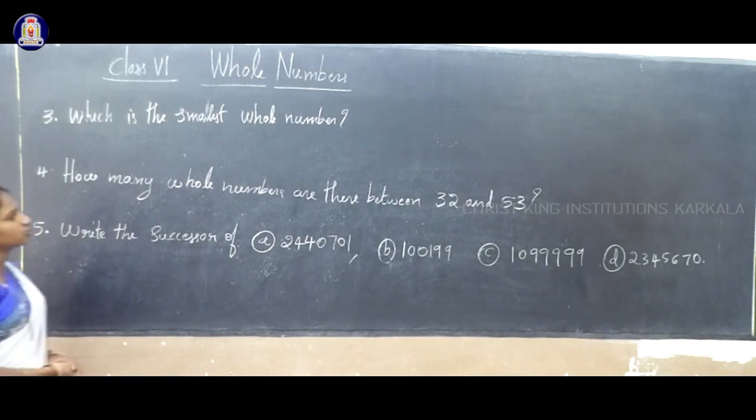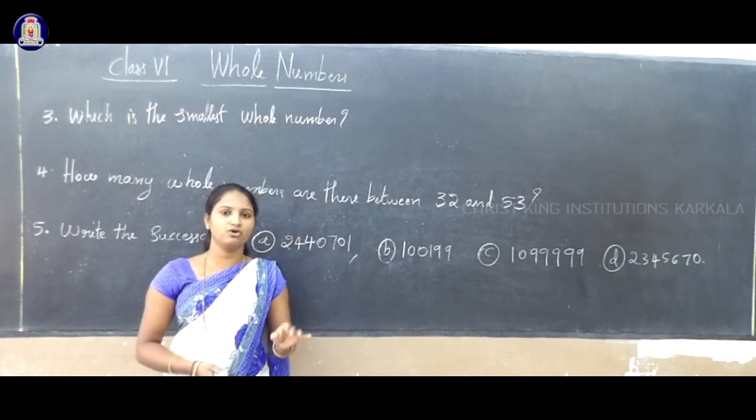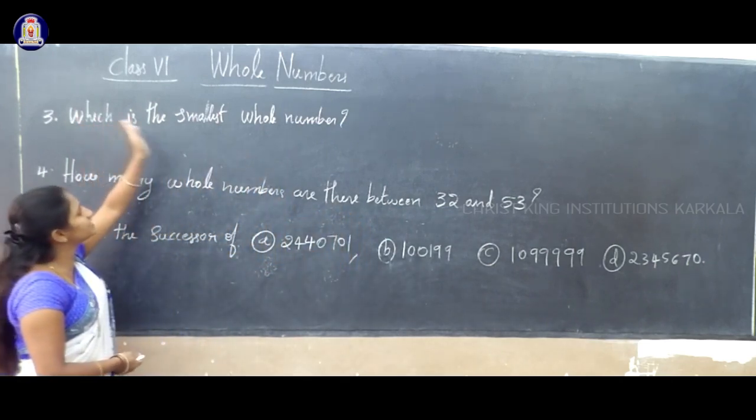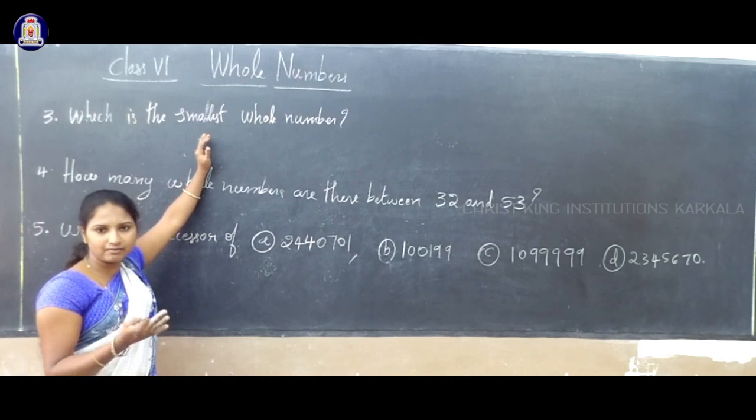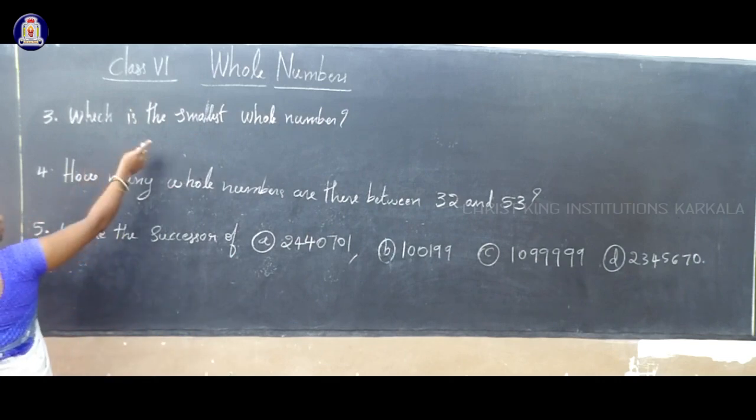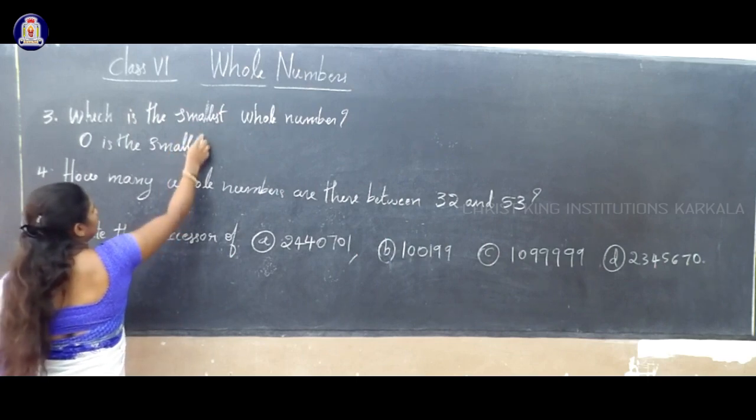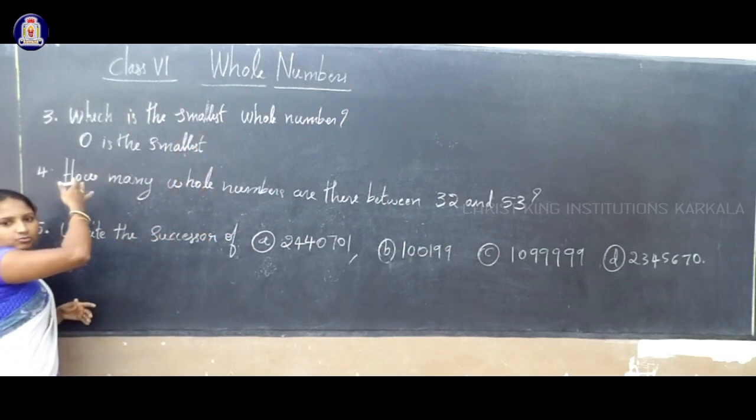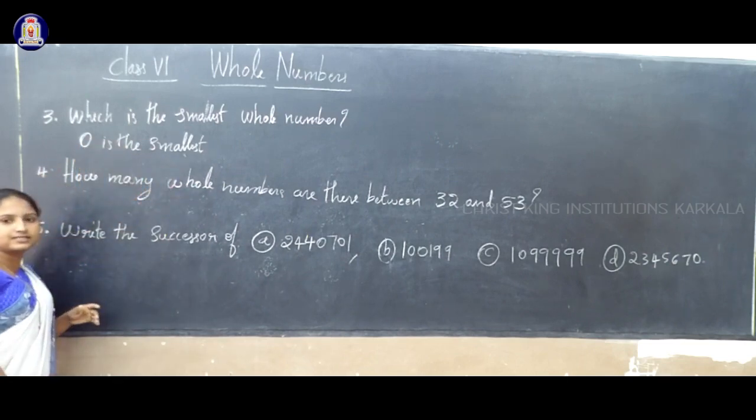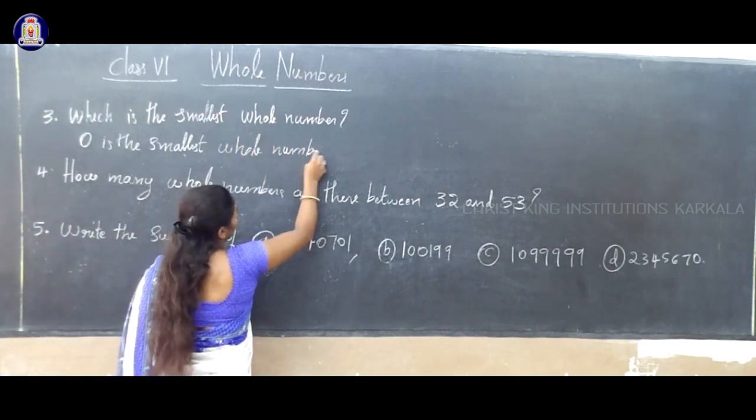The next question is the third one: which is the smallest whole number? You know, numbers starting from 0 are called whole numbers. So you can answer now. 0 is the smallest whole number, right? We cannot say which is the greatest whole number, but we can say which is the smallest. Can you say the greatest? No, we cannot. But the smallest whole number is 0. Clear? So write: 0 is the smallest whole number.